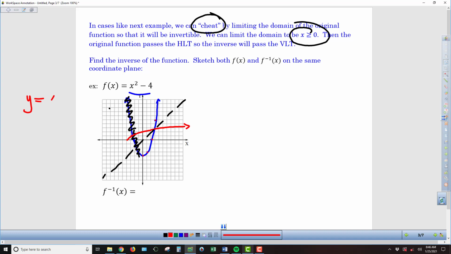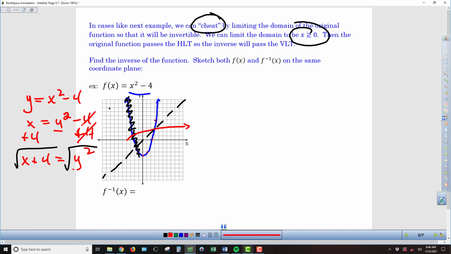as y equals x squared minus 4. So I'll flip-flop my x and y, so I get x equals y squared minus 4. I'm going to start off by adding 4 to both sides. So I get x plus 4 equals y squared. And so now I'm ready to take the square root of both sides.